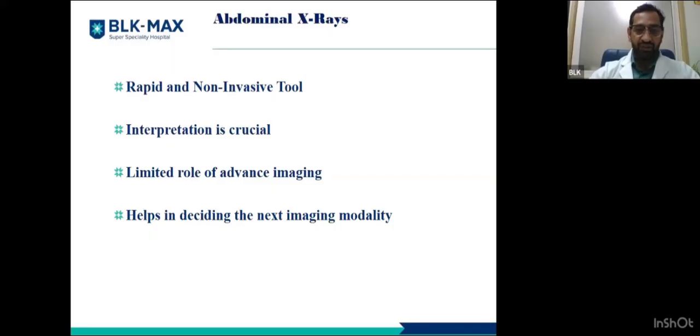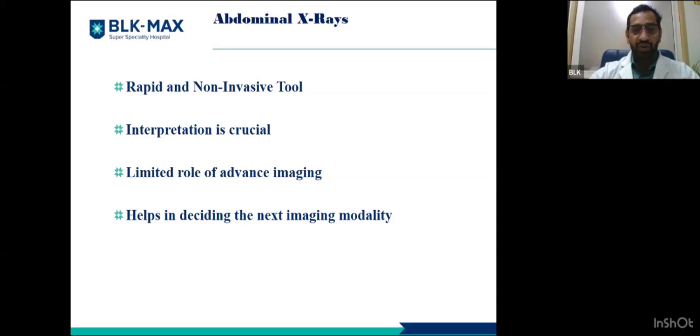This is a very rapid and non-invasive tool, correct? It is very easily available. It can be done either in the X-ray room or bedside, even in the wards and the intensive care. But a very important thing is that interpretation is very crucial, especially in the neonatal and pediatric age group. Gastrointestinal X-rays will give you a lot of good information.